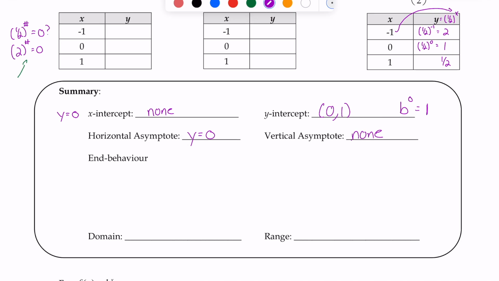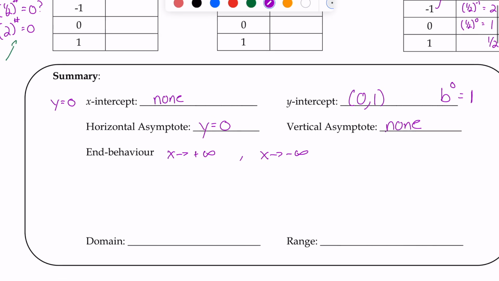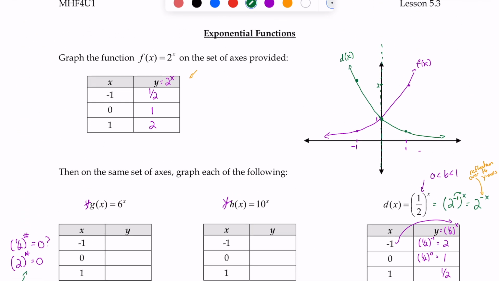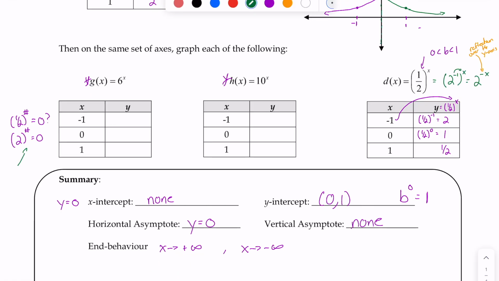End behavior. When we look at end behavior, as a recap from Unit 2 and Unit 1, we are looking at the right of the graph for positive infinity and the left of the graph. And how are our two functions behaving? So let's look at f of x. That was the 2 to the x graph.